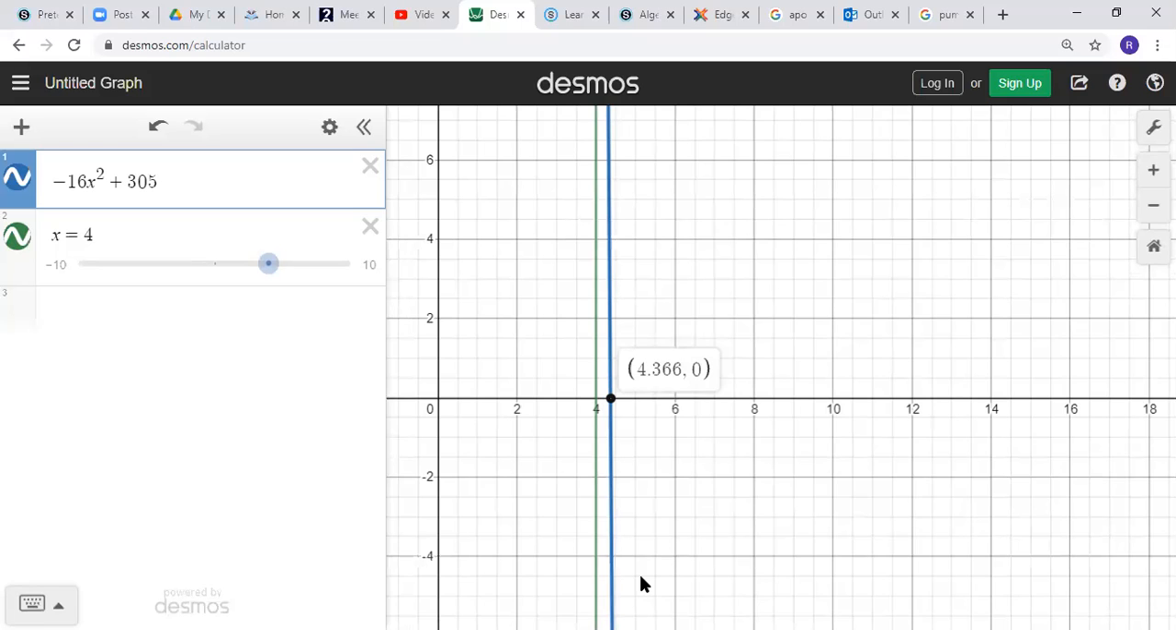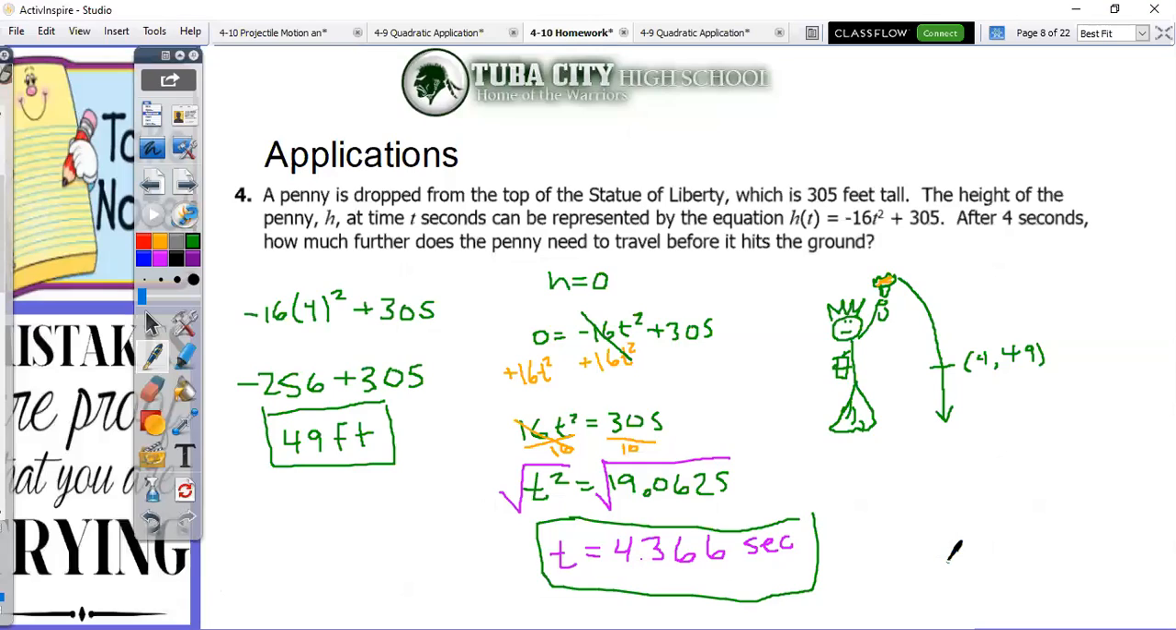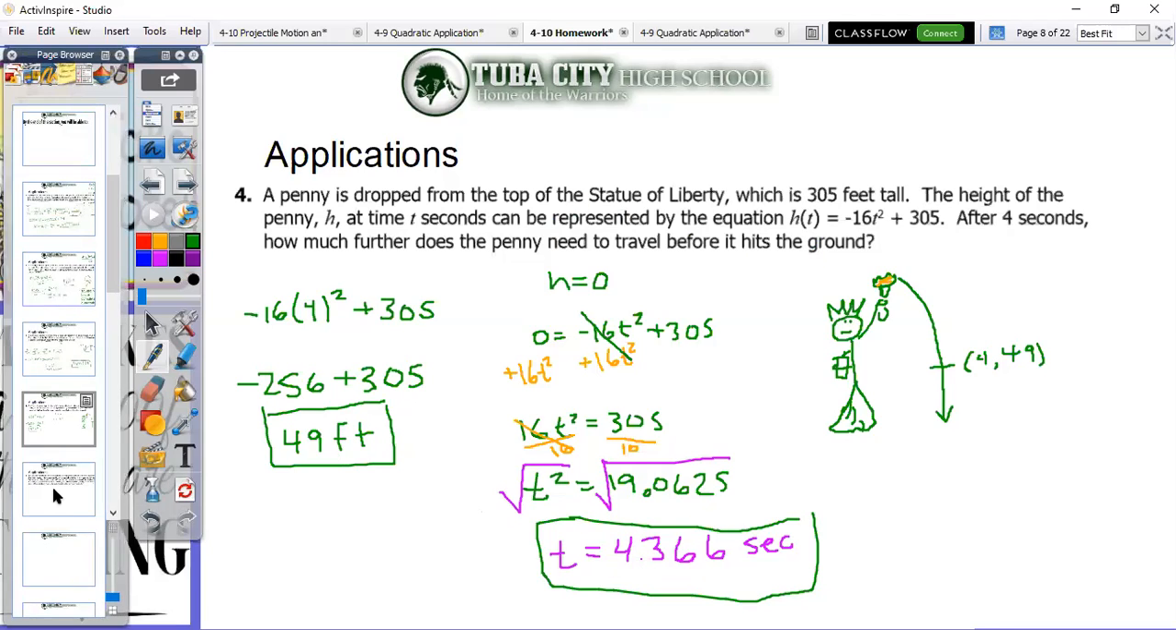Now you can use a graphing utility to check your work, but I would not suggest it to actually do the work. And there we go. So we know where this penny was after 4 seconds, and we know how much further it needs to go. It needs to go 49 feet off the ground. And how much time until it hits the ground? 4.366 seconds.